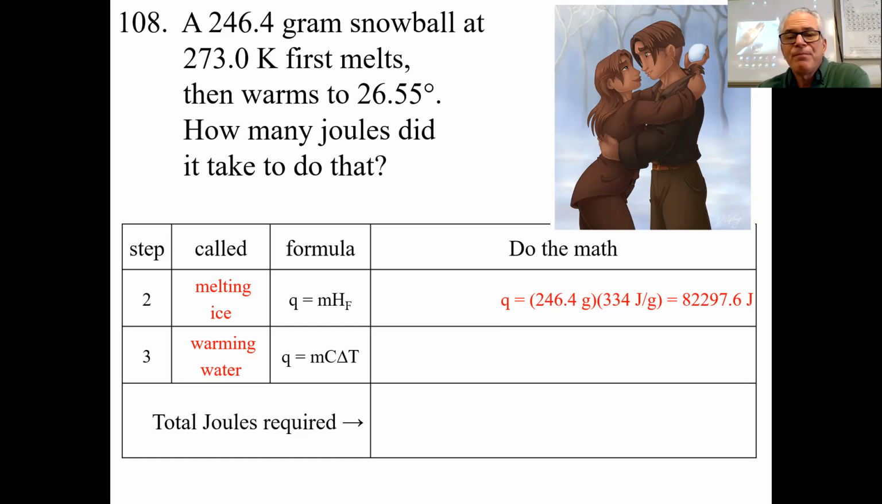It's okay. Now, to warm this water up, Q equals m c delta T, because we're going to change the temperature. The mass is the same. The C value for liquid water is in table B, 4.18, and then the delta T is 26.55 Kelvin. Then we've got to add up the joules.